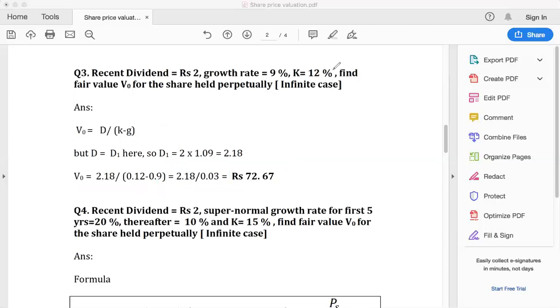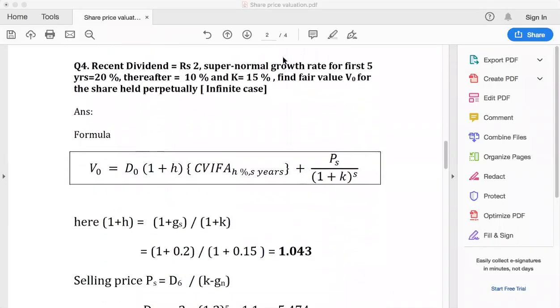Okay. Now we move on to our next problem regarding share price valuation, and this is even simpler. What's being asked here is that we want to find, it's again an infinite case, but this is a case where the stock first grows supernormally, something like exponential growth, and then it's a normal growth. So there are two periods to it. One is supernormal and another is normal growth rate. So both the growth rates are given.